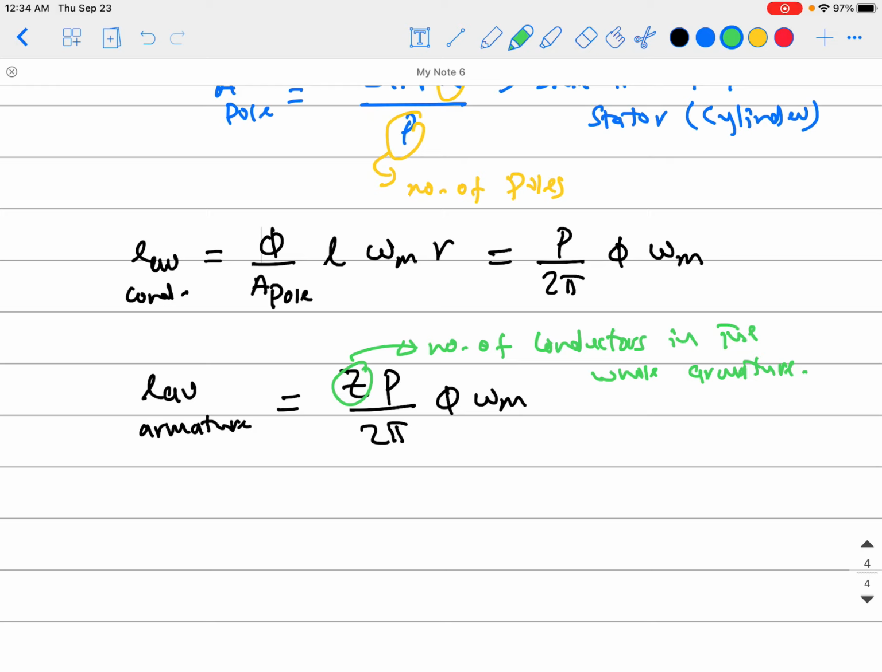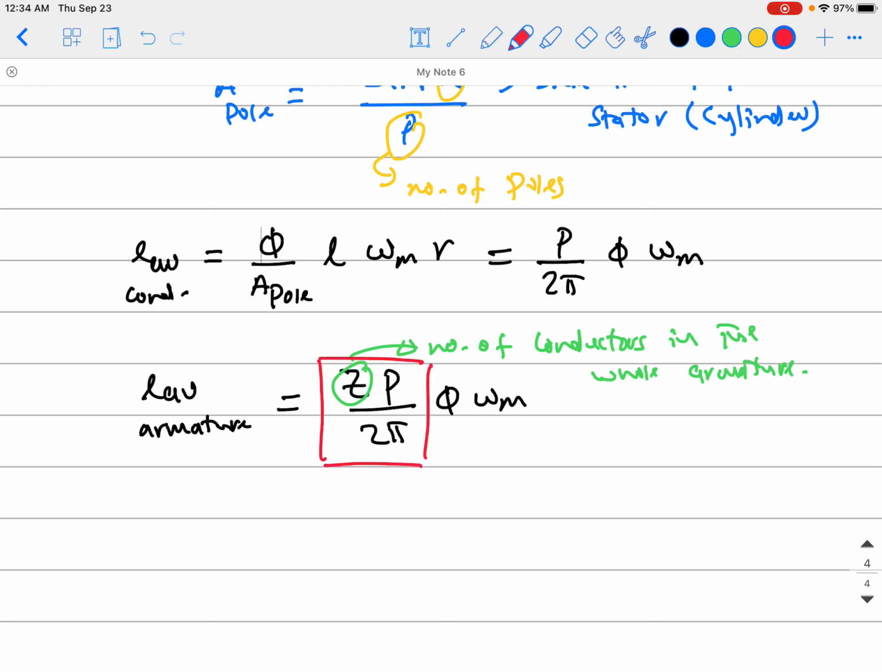Okay, guys, knowing this, all these values, Z the number of conductors is constant, P the number of poles is constant, nothing there changes while the machine is working, divided by 2 pi, which is basically a constant. So this whole thing is just a constant. We'll call it K. And it will give you this very well-known equation: E_A, the induced voltage in the armature, equals K phi omega m. And that's measured in volts.